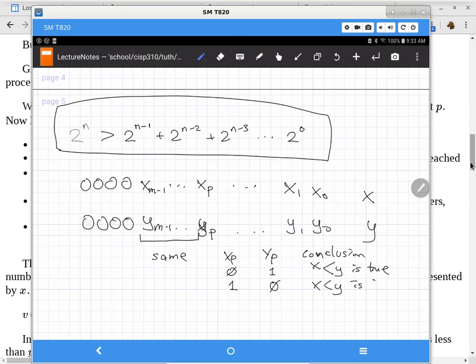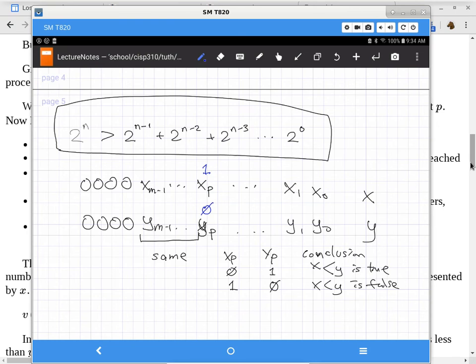So this time I'm going to use a color of blue and say that this time xp is a 1 and yp is a 0. It's kind of the same deal as before. The worst case I can assume is everything to the right of xp are zeros and everything to the right of yp are ones. But based on the theorem that we have proven earlier, even in that worst case scenario, x is still not less than y. Okay? So that's why I can already make a conclusion. I don't have to look any further.